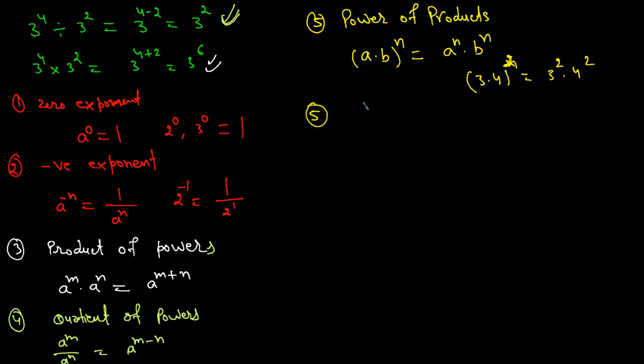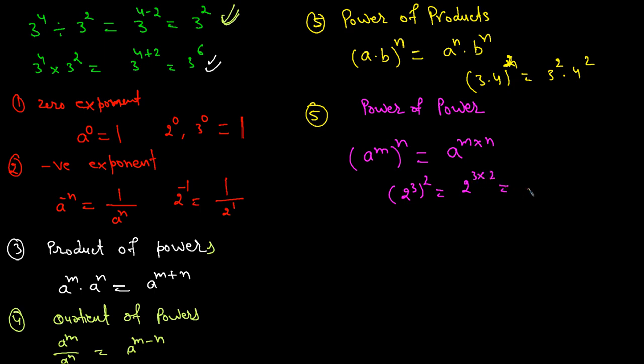going to be power of power. Okay, you have a raised to power m, and this whole thing is raised to power n. What you need to do is multiply these two powers, m multiplied by n. So an example is, let's say, 2 raised to power 3, all raised to power 2. This is going to be 2 raised to power 3 multiplied by 2, 2 raised to power 6. So this one is number 6 basically.